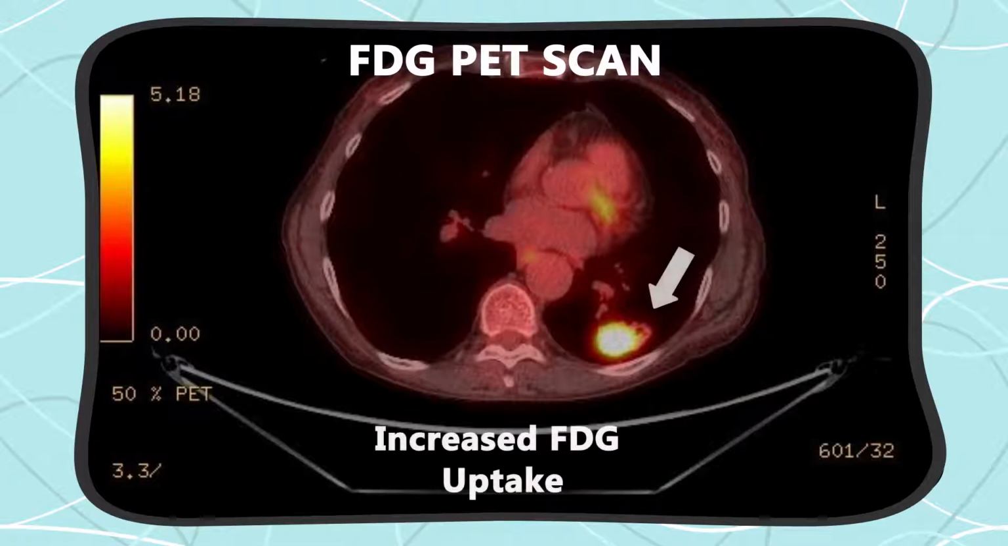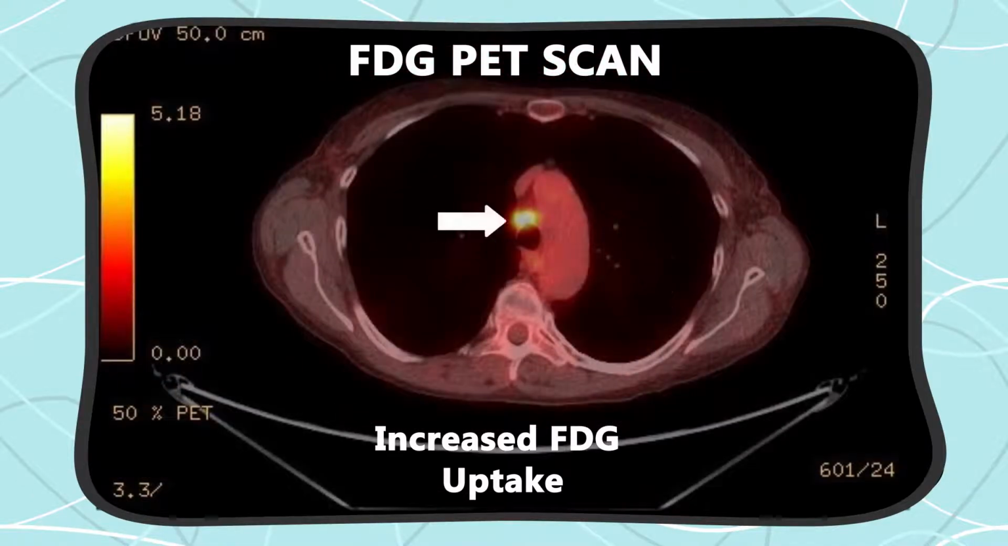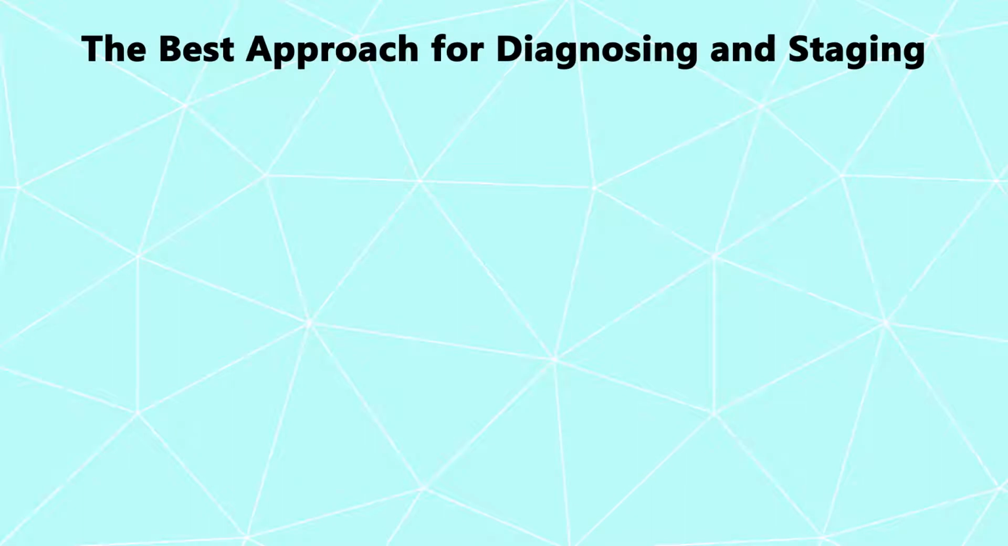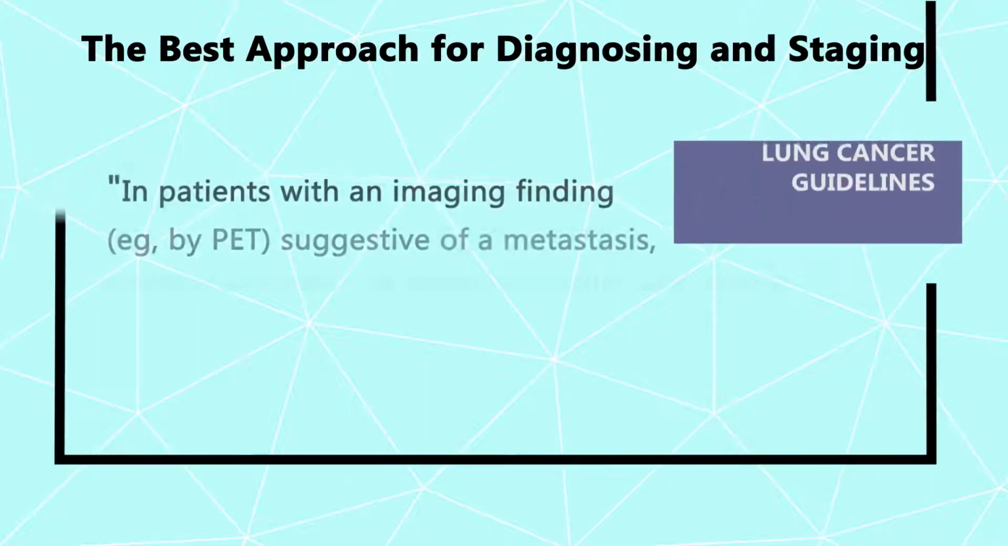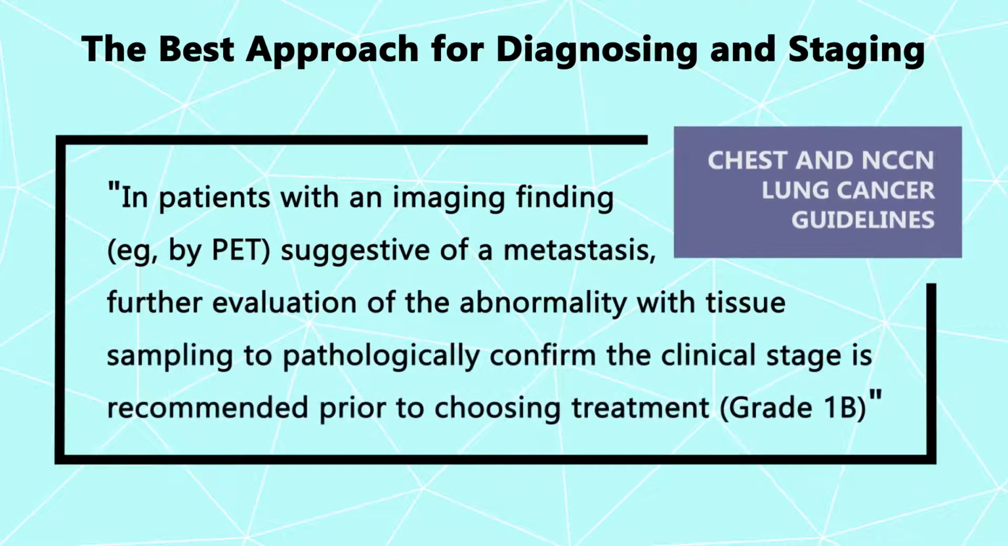The scan shows increased FDG uptake, both in the lung nodule in the left lower lobe and the lower right paratracheal lymph node. The pulmonologist considers the best approach for diagnosing and staging the patient's tumor at the same time. Per CHEST and NCCN lung cancer guidelines for patients like Mrs. Smith, whose imaging suggests metastasis, tissue sampling is recommended to confirm the diagnosis and clinical stage before choosing treatment.